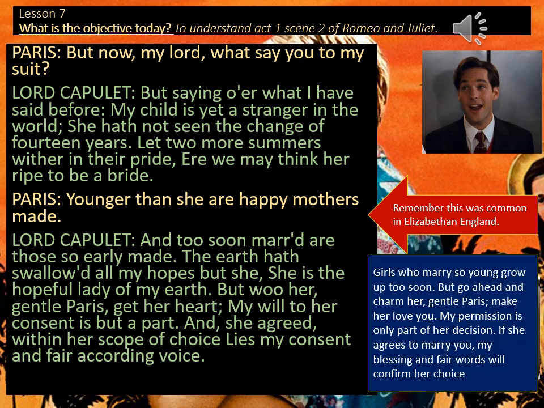So here Lord Capulet's actually being quite sweet and quite loving towards Juliet. He wants her to be happy. So he orders Paris to go and woo her, to win her heart, to make Juliet love him. Then it will be part Juliet's decision and part Lord Capulet's decision for the two of them to be married.